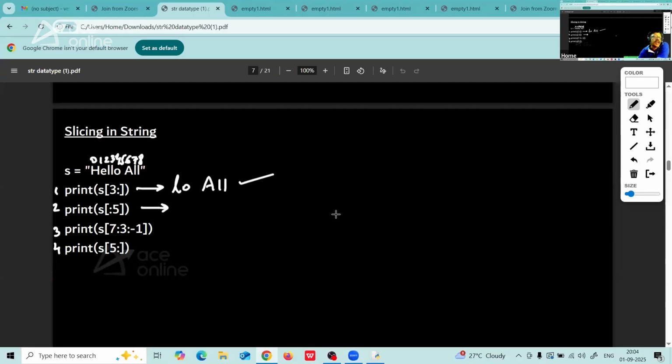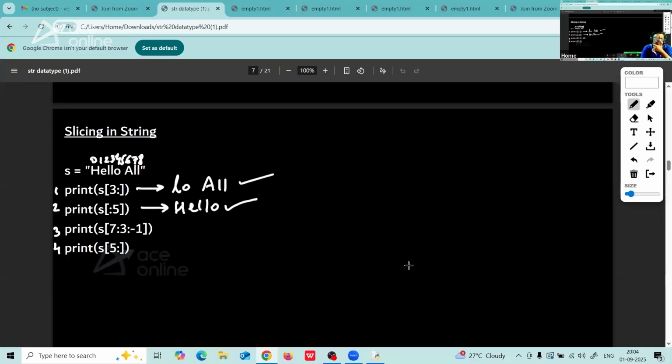Second one is start should be 0 because increment is positive. You will go from 0 to 4. 0 to 5 is written. So, 0 to 4 in increasing order. So, second one will be H, E, L, L, O. You got this also right. 0 to 4 is H, E, L, L, O. Okay, waiting for more answers.